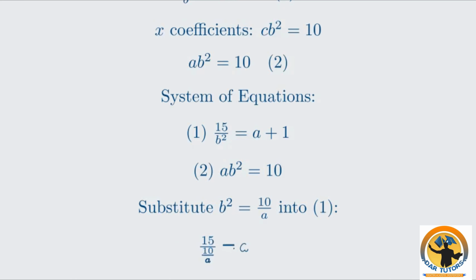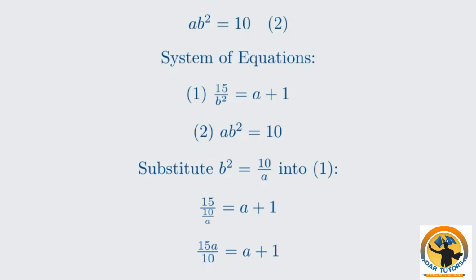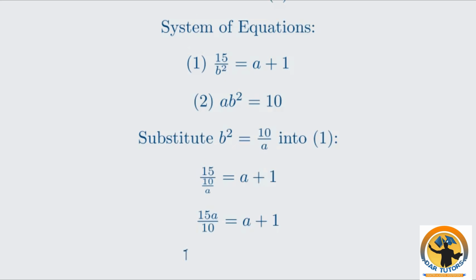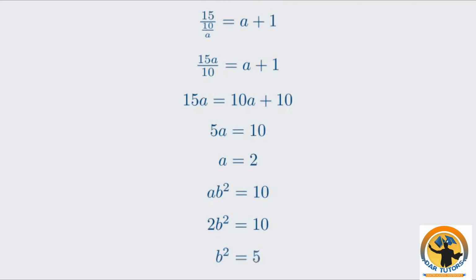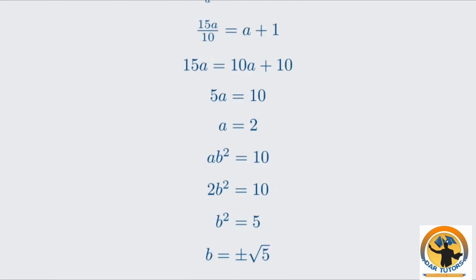Substituting b^2 = 10/a into equation 1, we get 15 divided by 10/a equals a + 1. This simplifies to 15a/10 = a + 1. Multiplying both sides by 10 gives 15a = 10a + 10. Subtracting 10a from both sides gives 5a = 10, so a equals 2. We have found a = 2. Now we can find b^2 using equation 2. 2 times b^2 equals 10, so b^2 equals 5.